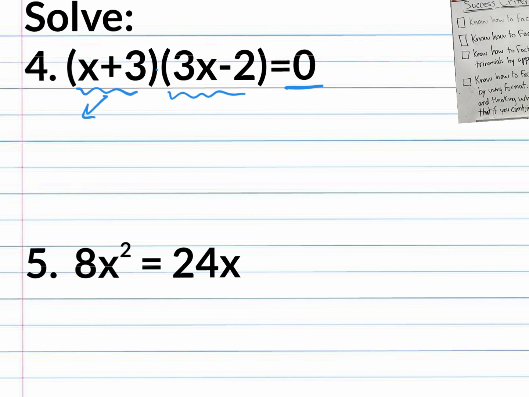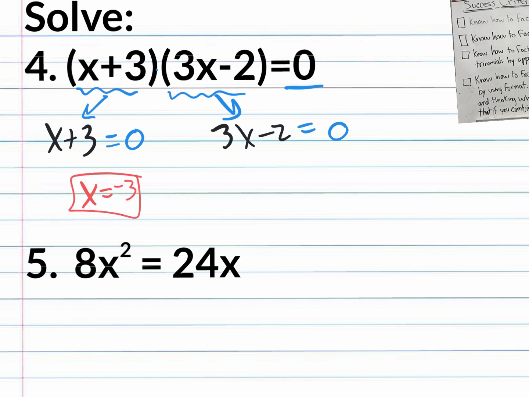So the first something, the x plus 3, that could be set equal to 0. And the second something, the 3x minus 2, that could also be set equal to 0. So you really have these 2 simple problems that you could solve. This one's super easy. What's the answer going to be right here when I subtract 3 on both sides? It's negative 3. X equals negative 3.